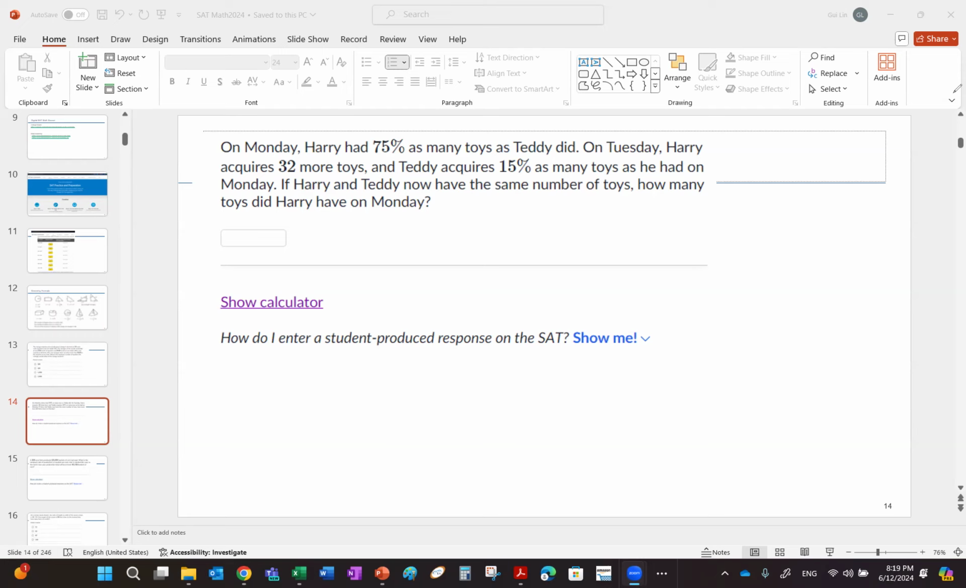On Monday, Harry had 75% as many toys as Teddy did. So we use H for Harry, T for Teddy. So on Monday, Harry had 75% of what Teddy had. Right, so that finishes the first statement.